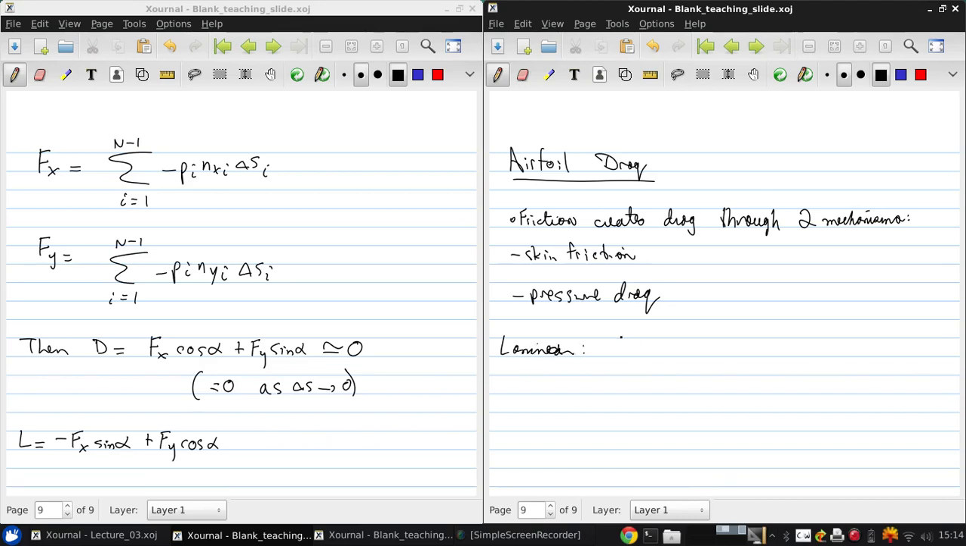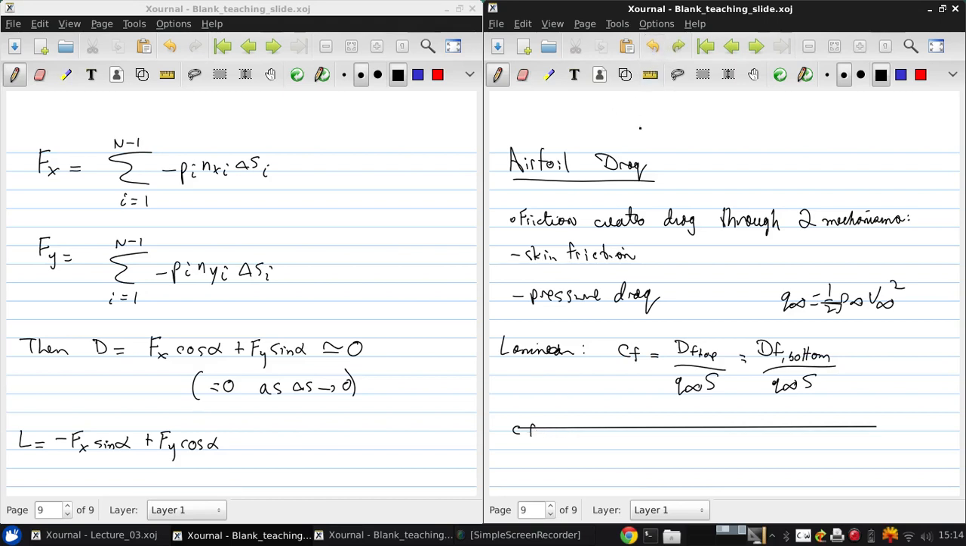for laminar flow, the friction coefficient, which is skin friction due to drag on the top, over q infinity, where q infinity is 1/2 rho infinity V infinity squared, times S, the surface area, and this is the same as on the bottom, where CF is calculated analytically to be 1.328 over the square root of the Reynolds number based on chord, where the Reynolds number based on chord is just rho infinity V infinity c over mu infinity.